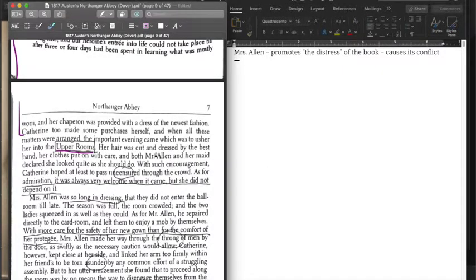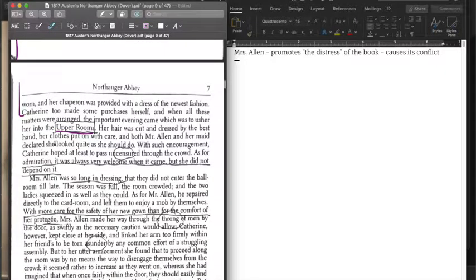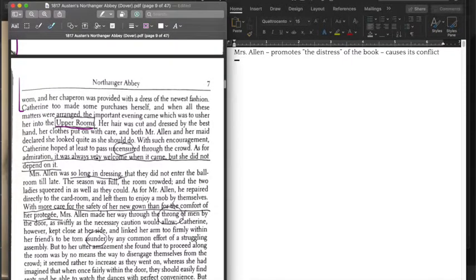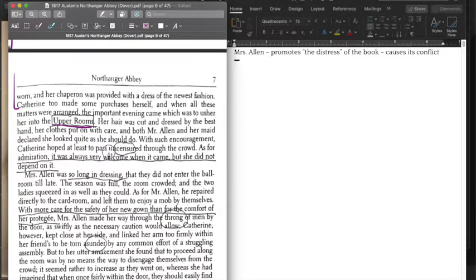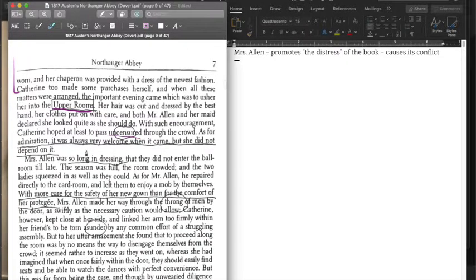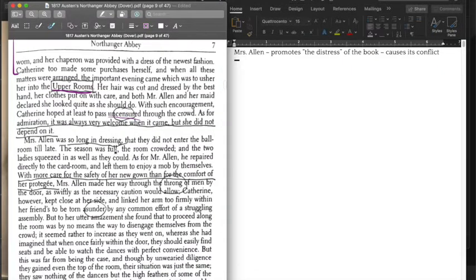Her hair was cut and dressed by the best hand. Her clothes were put on with care, and both Mr. Allen and her maid declared she looked quite as she should do. It's not that nice. With such encouragement, Catherine hoped at least to pass uncensured. That means like uncriticized through the crowd. Catherine doesn't have high expectations. As for admiration, it was always welcome when it came, but she did not depend on it.